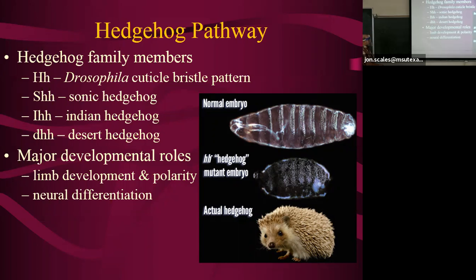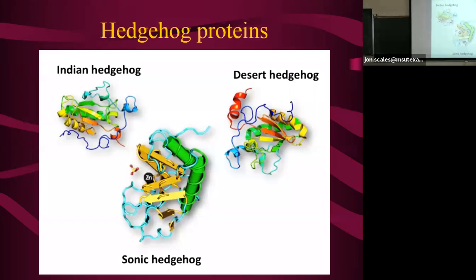But that polarity is hedgehog. Okay, put hedgehog in the wrong spot, and you can get 2 thumbs or 2 pinkies, depends on where you put it. It actually controls the posterior side, so you get 2 pinkies if you put it anterior.